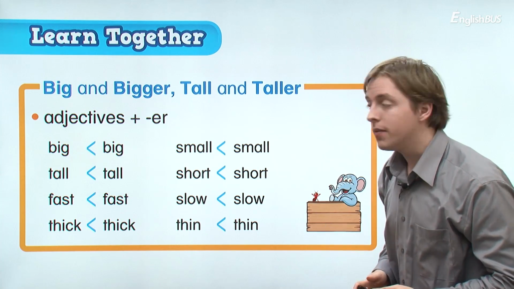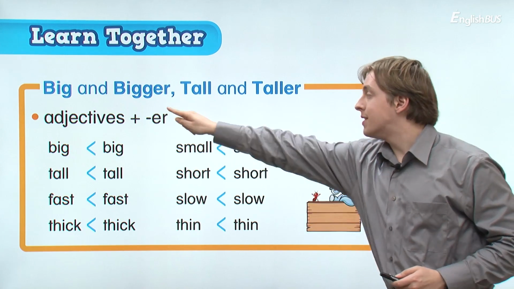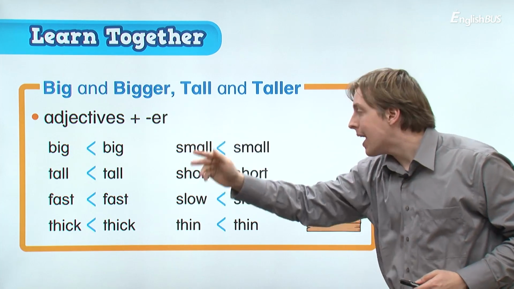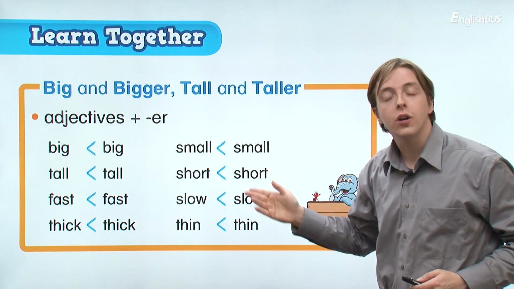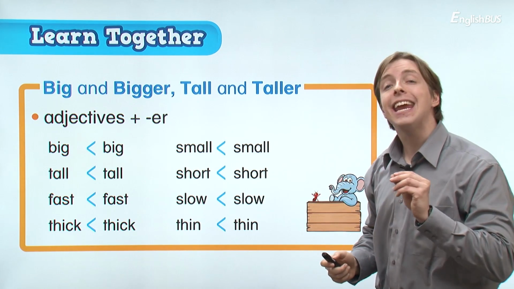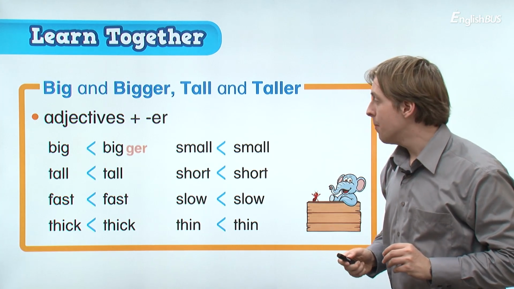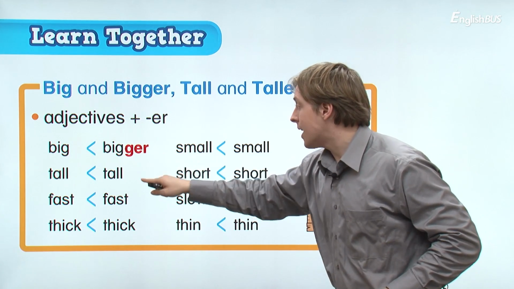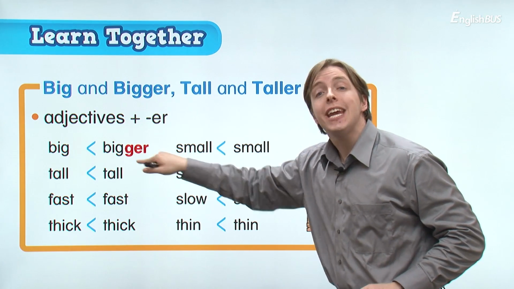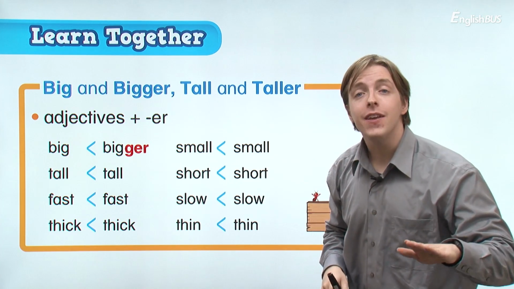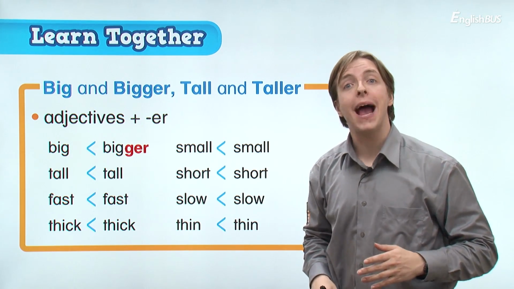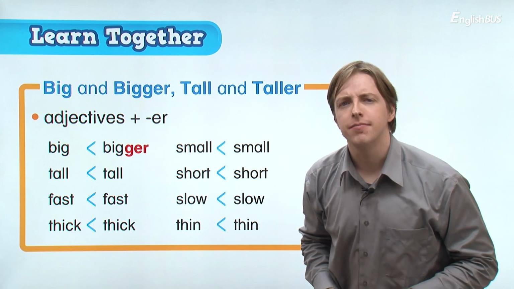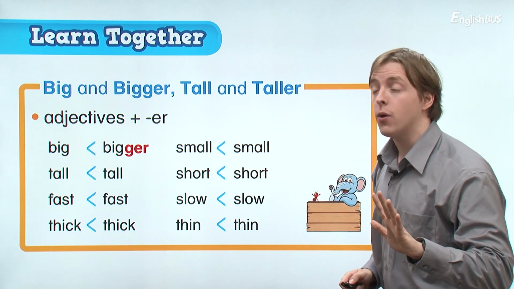Here's how it works. What we would use is we would take our adjectives, big, tall, small, short, and we would add ER. Big becomes bigger. Now this one is unique. We need another G here. If we did not have this, it would sound like biger, and that's not right. This is very, very rare.